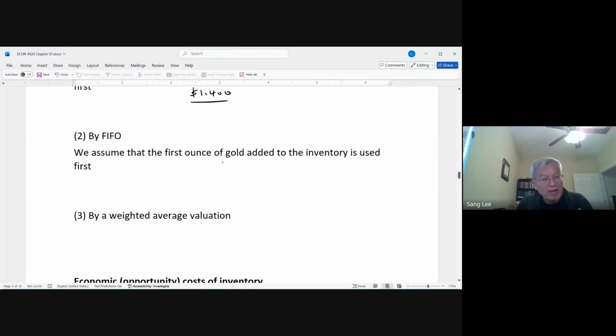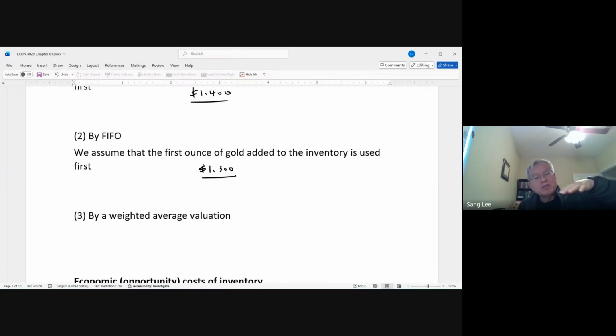Or if you use FIFO, that means first in, first out. So we assume that you are using the gold that you purchased the first time initially. And how much did you pay for it? You paid $1,300. So if you follow this method, we assume that the accounting cost of the gold you are using is $1,300 per ounce.